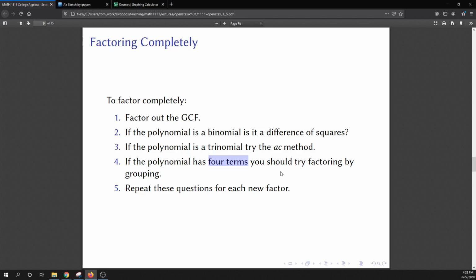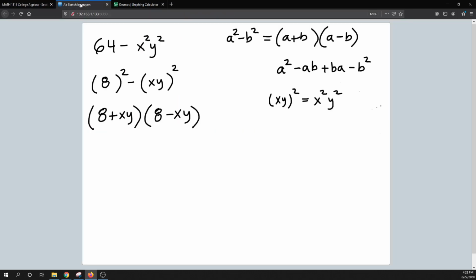The other thing about factoring completely is, just because you factor something into a binomial or a trinomial doesn't mean that you're done factoring. Sometimes you'll have things break down even further. So what you want to do is repeat this process for each one of those factors that you get. Let me do a quick example of that.